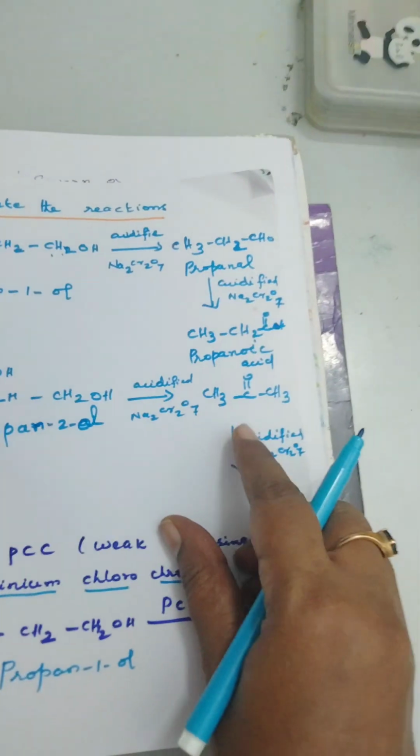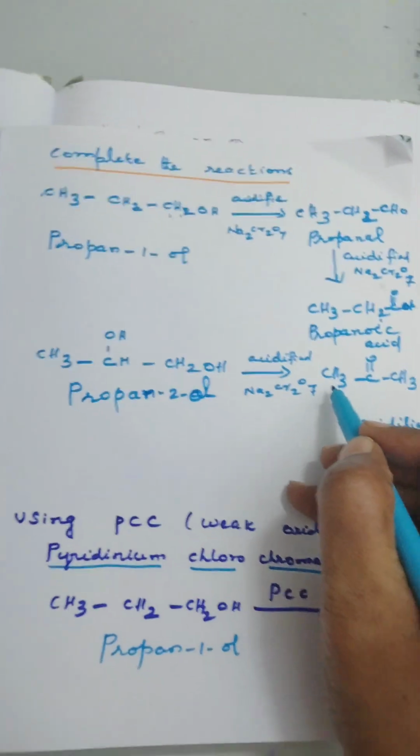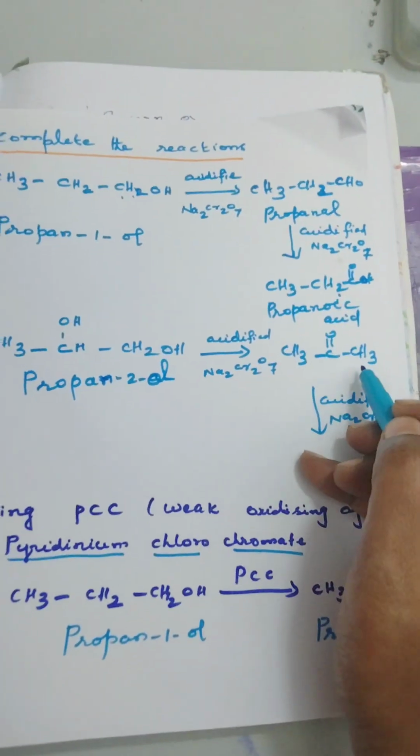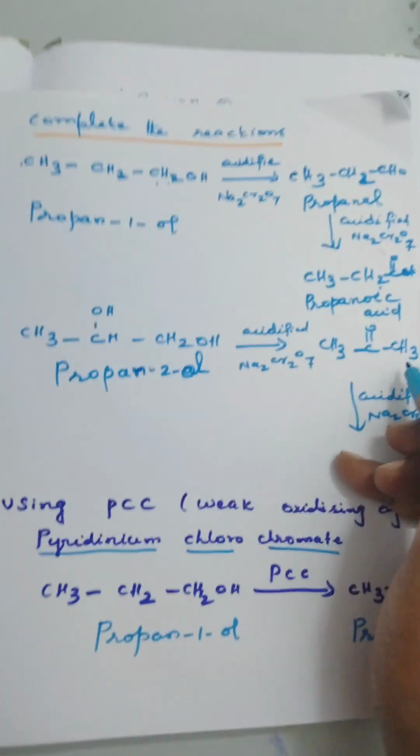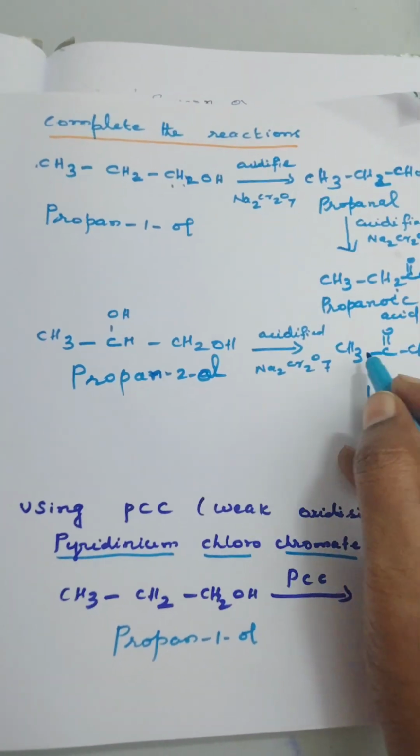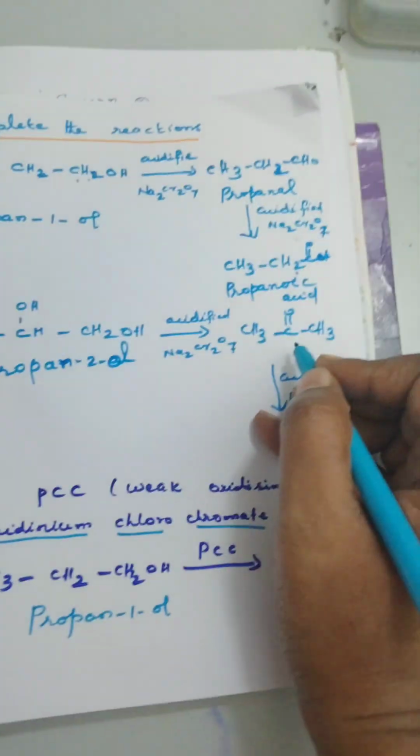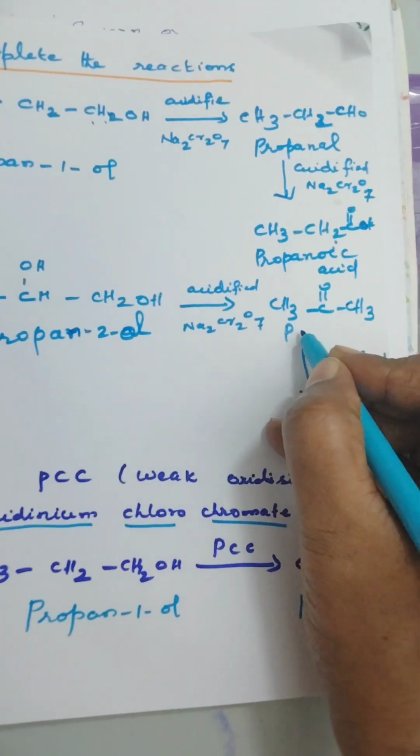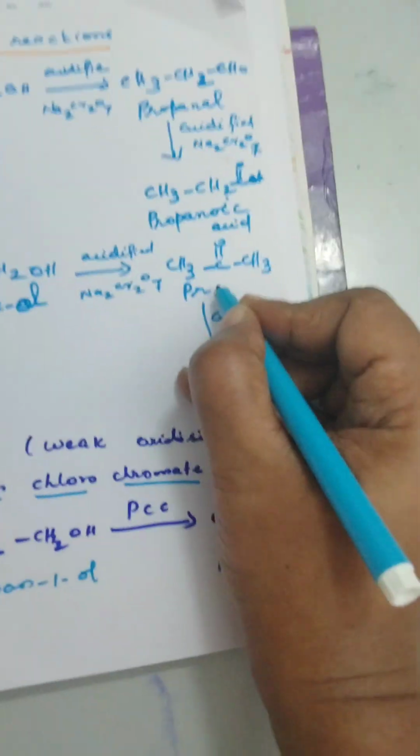This is ketone. CH3, C double bond O, CH3. What is the name of the ketone? Number of carbon atoms 3. So propane. Then ketone means it ends with what? Propanone.